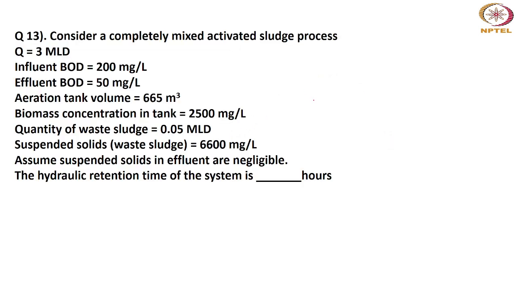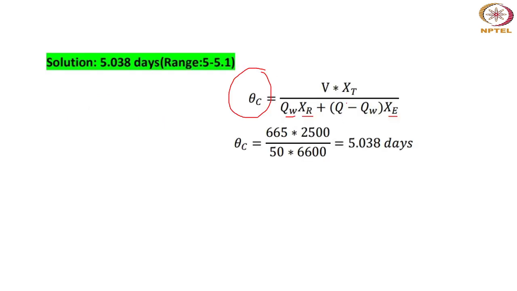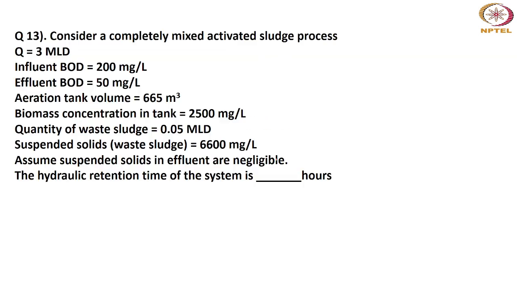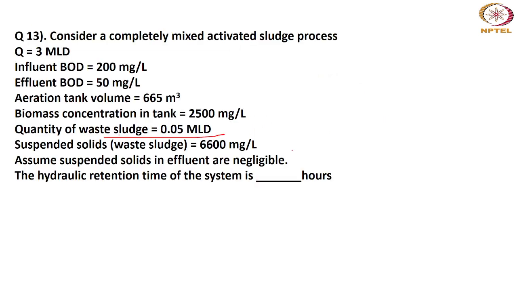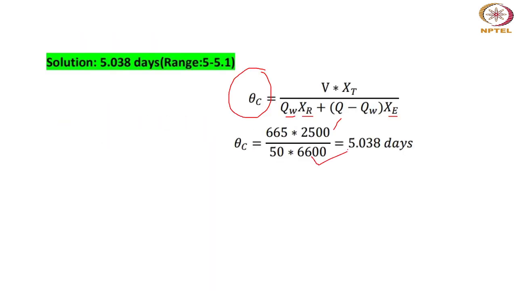V was here 665 meter cube. Then X was 2,500 mg per liter. I guess that was MLSS. Then I'm multiplying with 50, the quantity of sludge getting wasted, and multiplied with my Xe, how much was that? 6,600 mg per liter. If you just put the values, you don't need to convert the units, because if meter cube or liter is getting cancelled, then it's fine. Just check the units and you will get 5.038 days. Right?